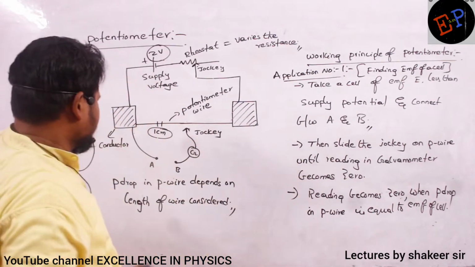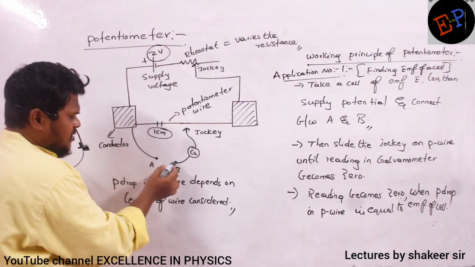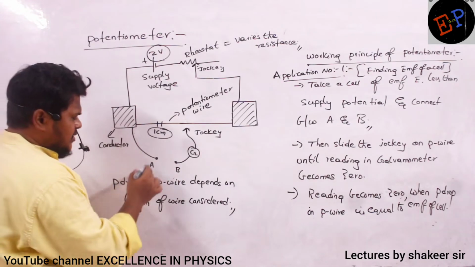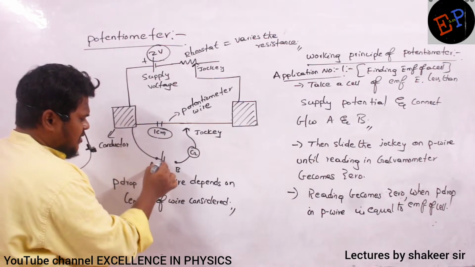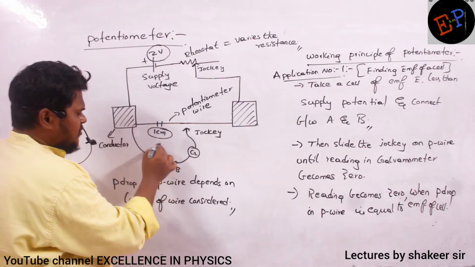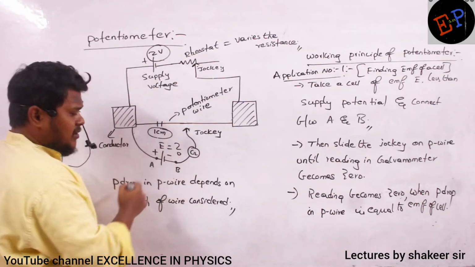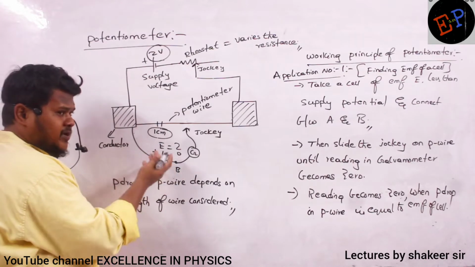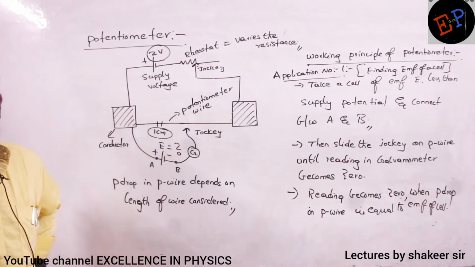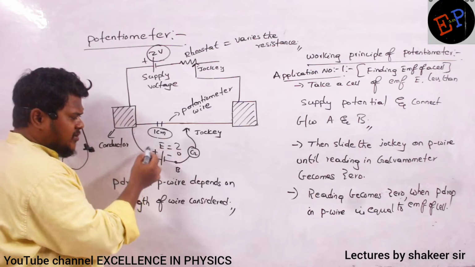So what we do is, these are the 2 points A and B, which are left empty here. In between these 2 points, I will connect a battery whose potential difference I want to measure. This cell's EMF, I don't know. I don't know what the EMF of this cell is, and I want to measure the EMF of this cell.